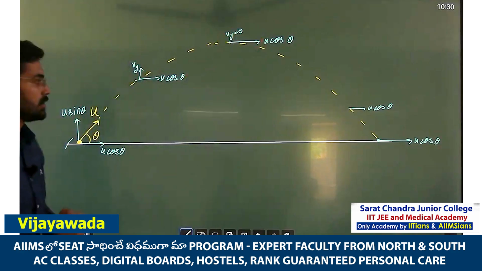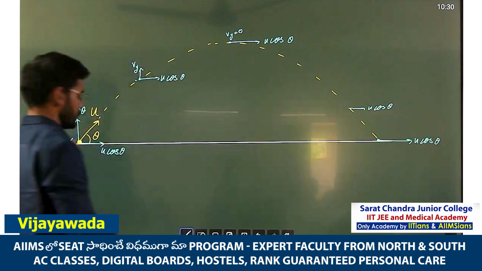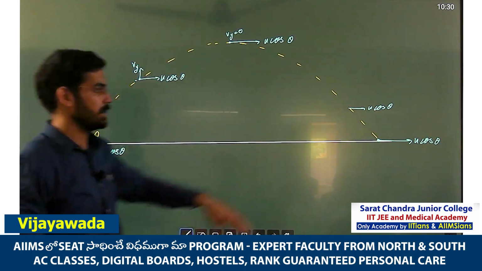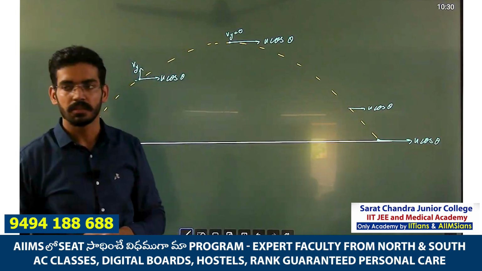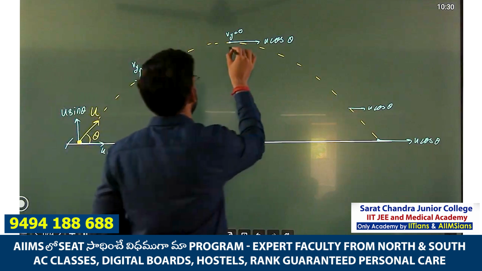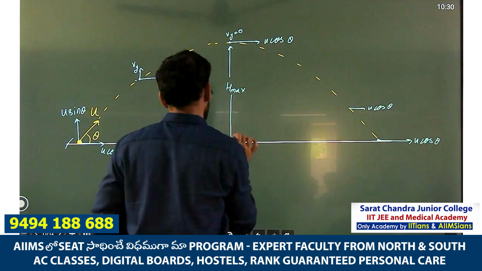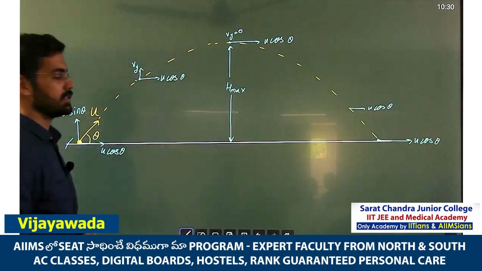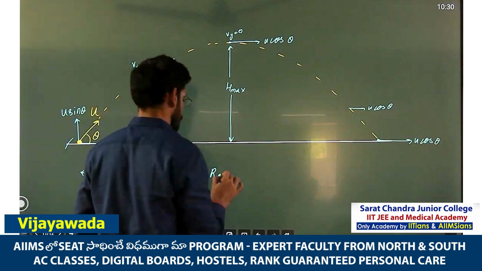Okay. We say how much time it is taking from when you projected till it landed. That is known as time of flight. Okay. And how much maximum height it is reaching, that is known as h max, we call it maximum height. And horizontally, how much distance it covers in x direction, that is known as range.